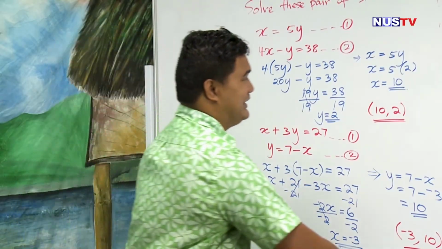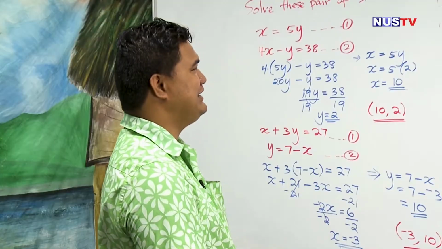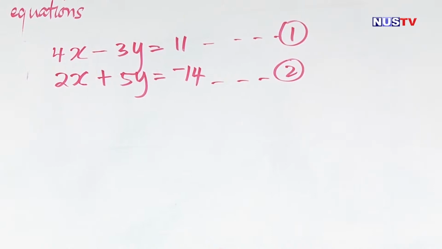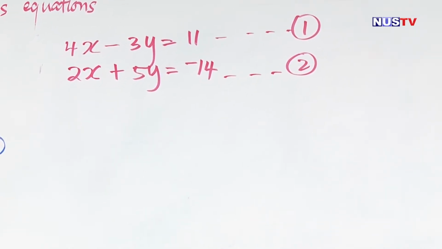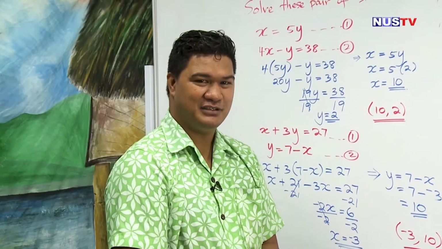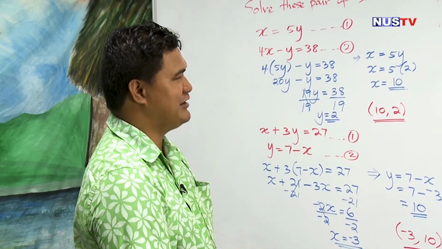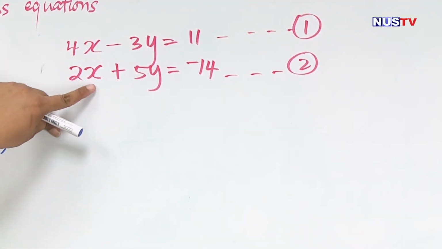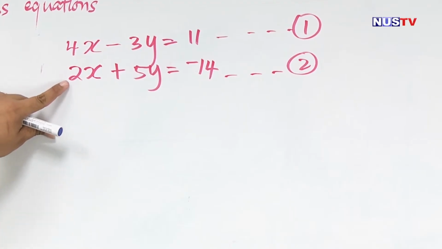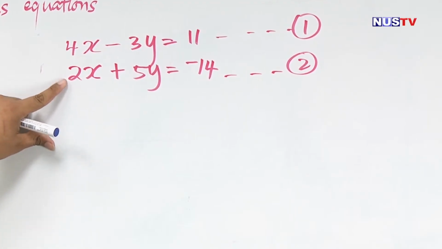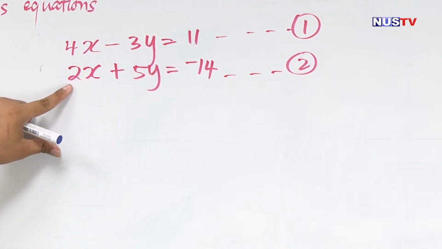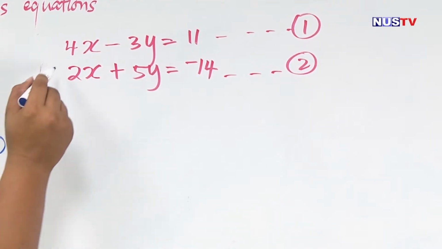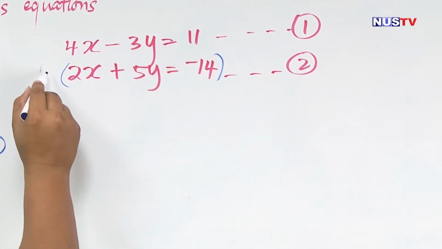Next one, we have 4x minus 3y is equal to 11 and 2x plus 5y is equal to negative 14. With that one, we are going to use the elimination method because we want to eliminate one of the variables. Looking at this case, we have 4x here and 2x here. If we multiply this one by 2, it will create 4x and it will be able to eliminate with the 4x on the top. So we're going to multiply the second equation by 2.